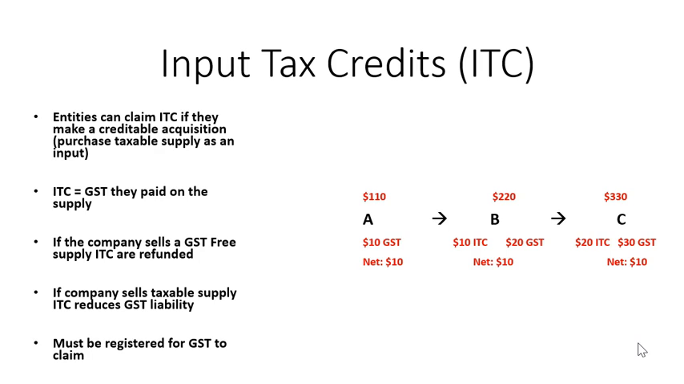So what this does is it reduces a cascading effect up the line of companies of GST. Imagine if input tax credits didn't exist. Company A would be paying $10 GST to the tax office, company B would pay $20, and company C would pay $30. That would be a total of $60 GST, which would be double the actual net amount of $30 which was paid.